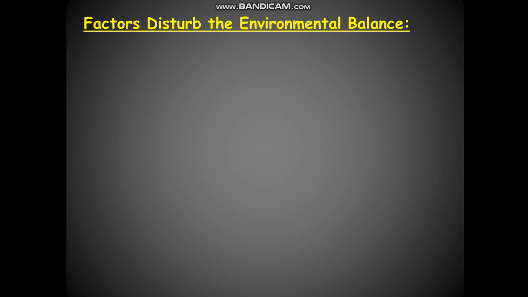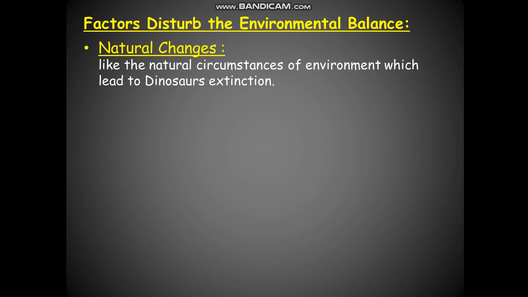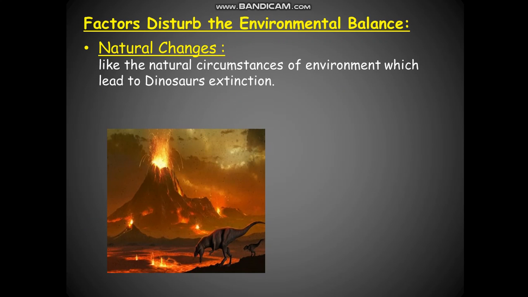Okay, what are the factors that disturb the environmental balance? Disturb means harms the environmental balance, meaning it may cause environmental imbalance. The first factor we have is natural changes, like natural circumstances of the environment which led to the dinosaurs' extinction. Okay, the dinosaurs became extinct because of a change in the natural circumstances.